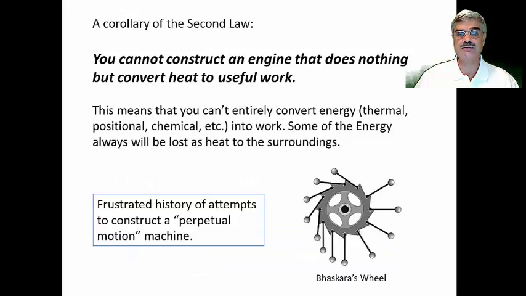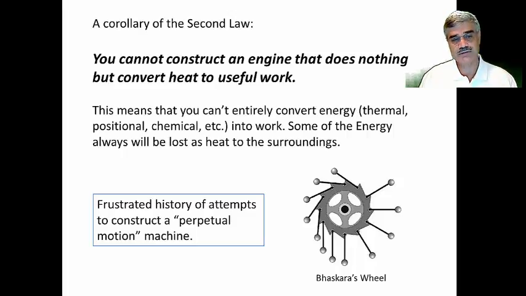Now, some consequences. A corollary of this second law is that you cannot construct an engine that does nothing but convert heat to useful work. Now, this is a little bit of a confusing way to state this, and I'm trying to give it to you in the way it was stated historically. What this really means is that you can't entirely convert energy, whether it be thermal energy, position with respect to gravity, or chemical energy. You can't convert all of the energy available to do work. Some of the energy will always be lost as heat to the surroundings. With the first law of thermodynamics, we said that you could convert energy from various forms.